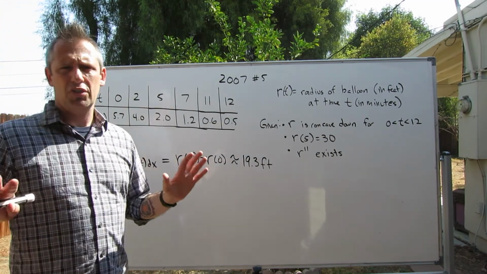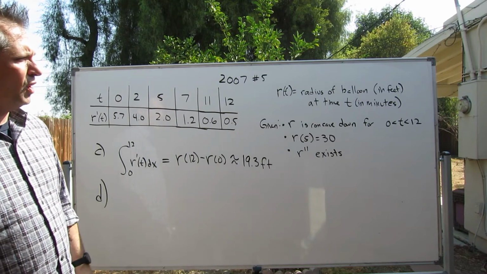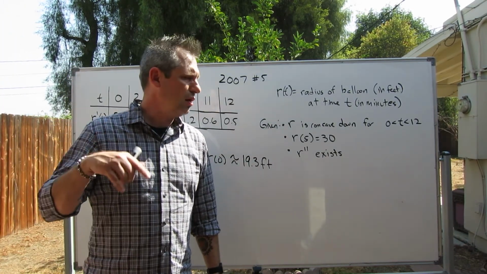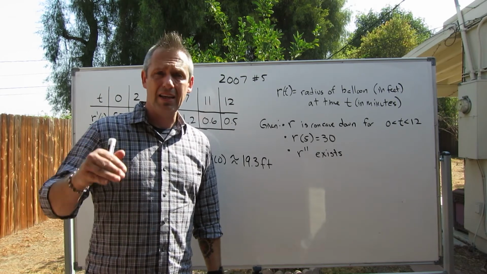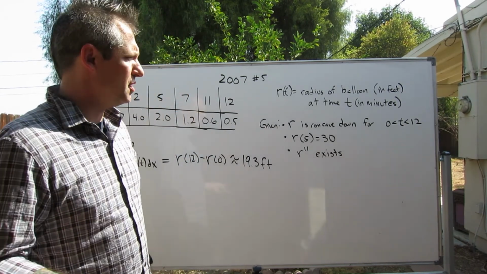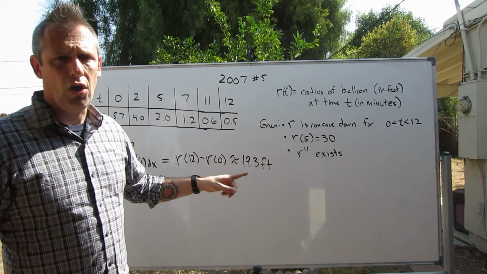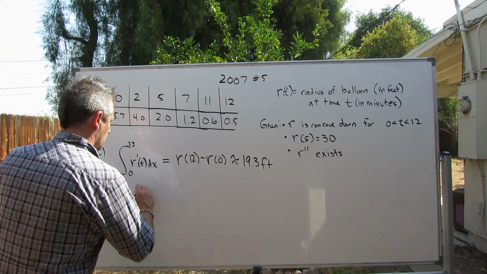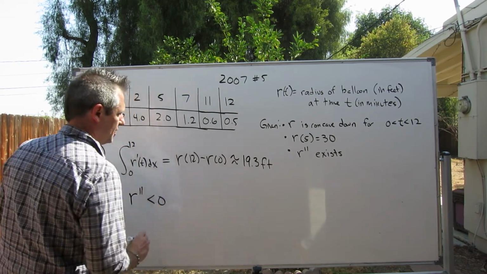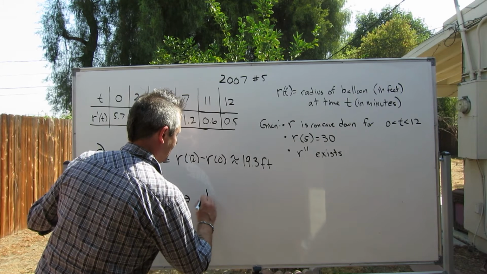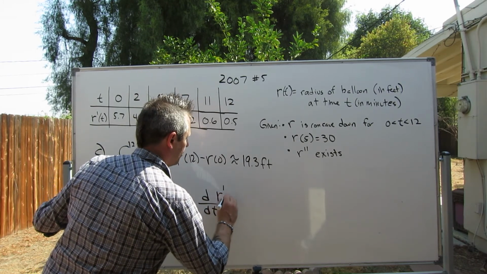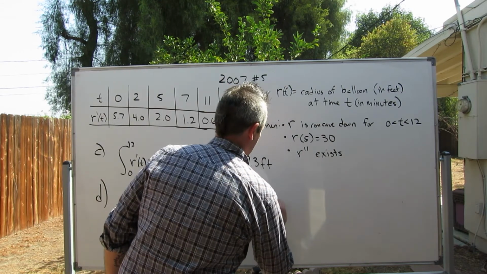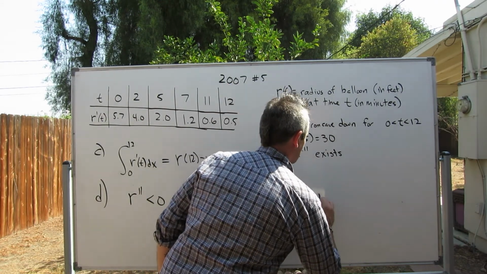So I think some pictures and just a sentence here is really all you need. You were told that r is concave down. What that means is that r double prime is negative. What that means is that the derivative of r prime is negative. So here's what you know. r double prime is less than 0. So what that really means is that the derivative of r prime is less than 0, which means that r prime is decreasing.